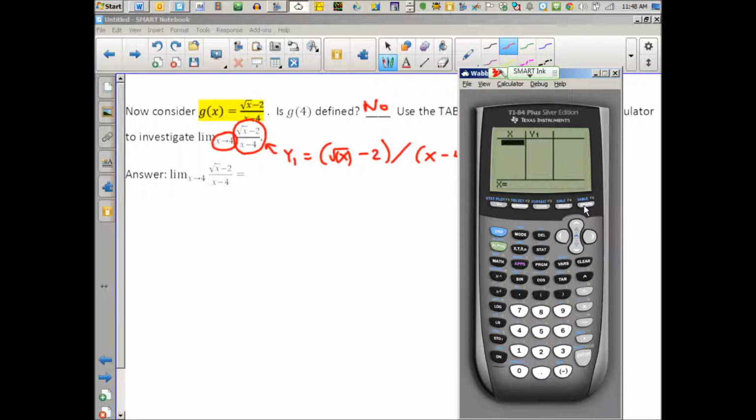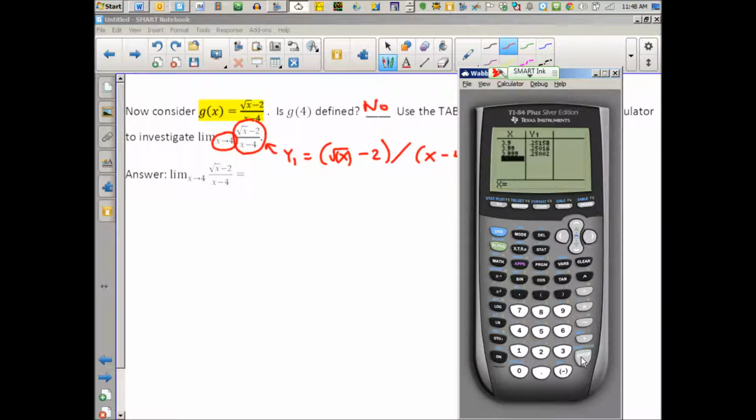So let's do the numbers less than 4 first. Let's do 3.9. You don't even have to write the results, just look on the screen. We've got 3.9. That gives us 0.25158. Let's try 3.99. That gives me 0.25016. And now let's do 3.999, and that gives me 0.25002, which is very, very close to 0.25. Okay, so I'm going to say that my left limit is 0.25.